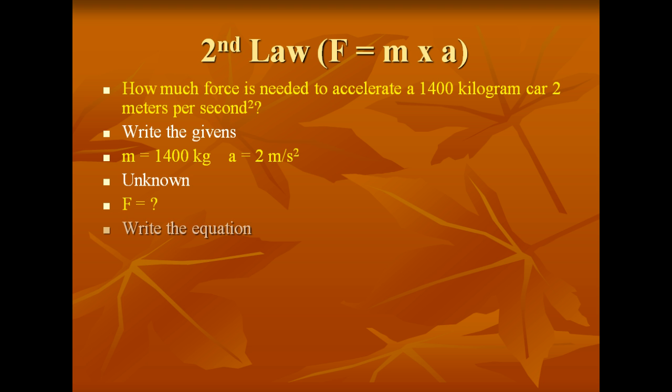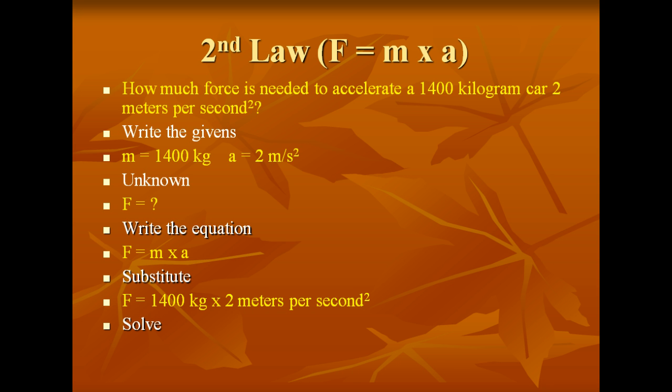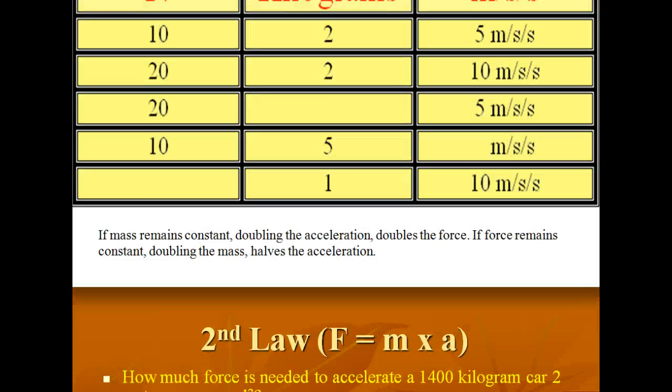So we write down our equation. Force equals mass times acceleration. Then we solve or substitute. So we plug in our numbers. Force is equal to 1,400 kilograms times 2 meters per second squared. And then we solve. So you plug that in your calculator and you get 2,800 kilogram meters per second squared, or 2,800 newtons. And that's how you solve this equation.